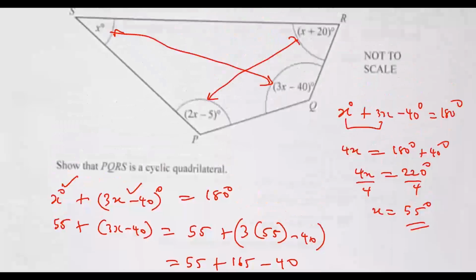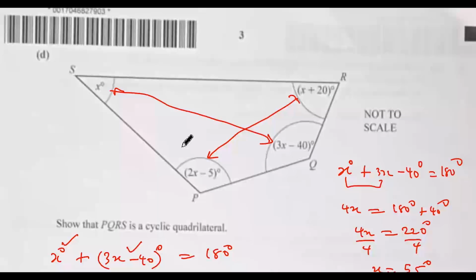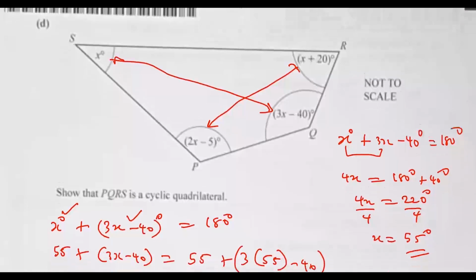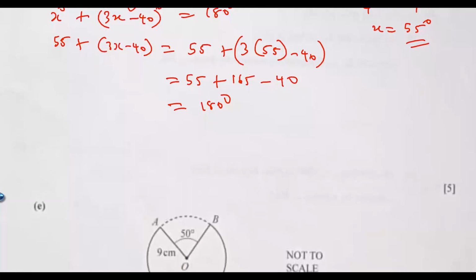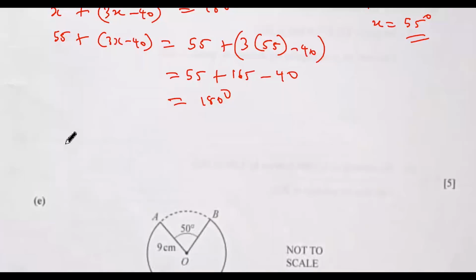We can equally do the same for the other two, that is 2x minus 5 plus x plus 20 degrees. We should get 180 degrees as well. So let's quickly do that here.